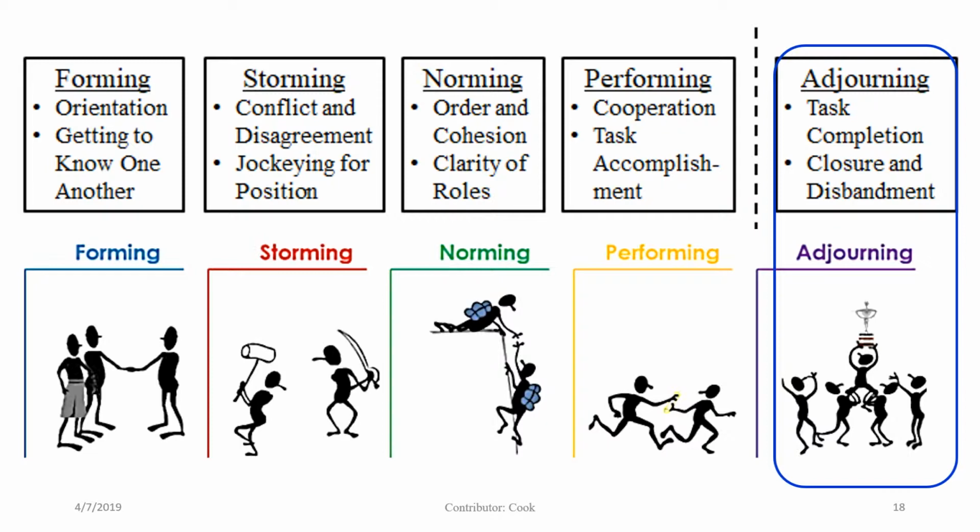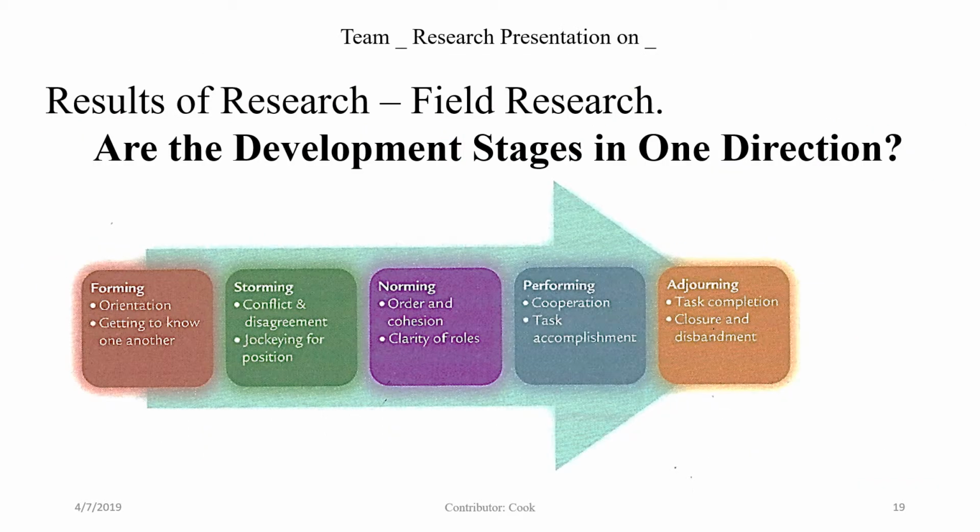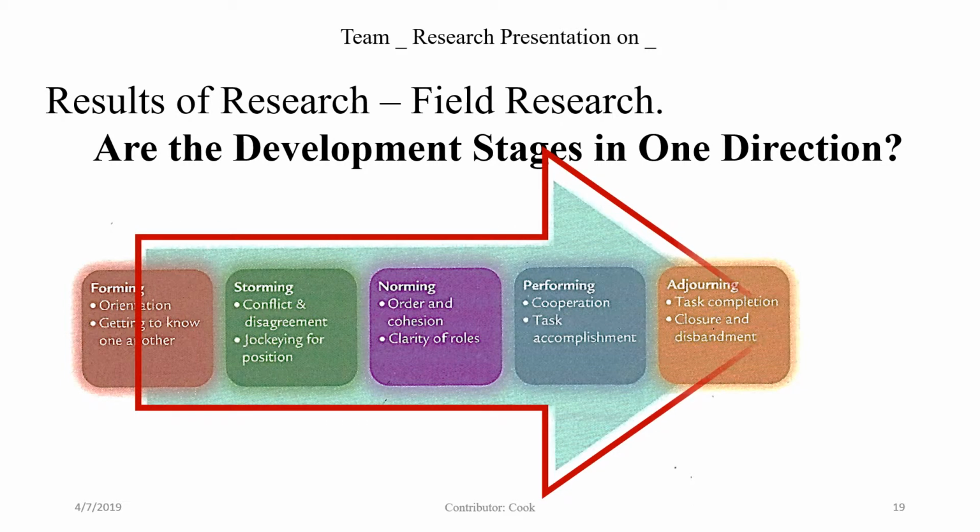That is a summary of the literature search and how the readers of the textbooks and websites might interpret what they will find. Question: is that how it works in the field? Let's now review some findings in our personal field research and application. Are the developmental stages in one direction?